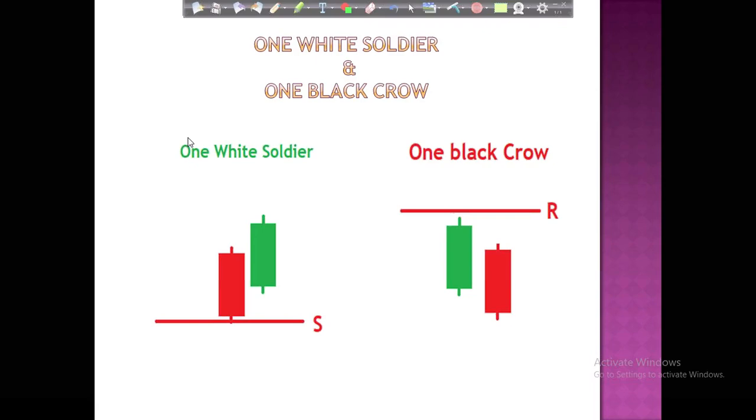First tweezer, second one white soldier or one black crow. So I change the color. It doesn't matter. So I'll explain it to you.